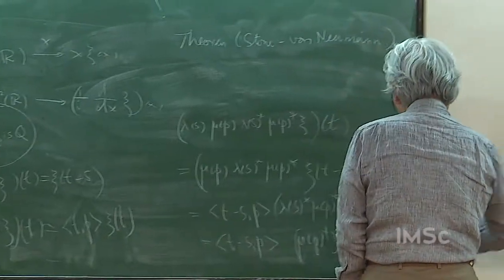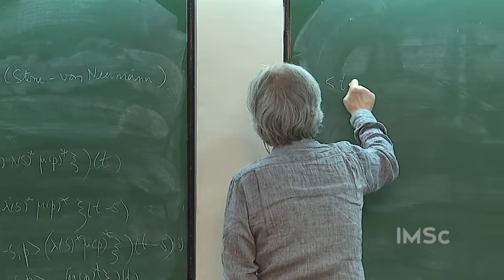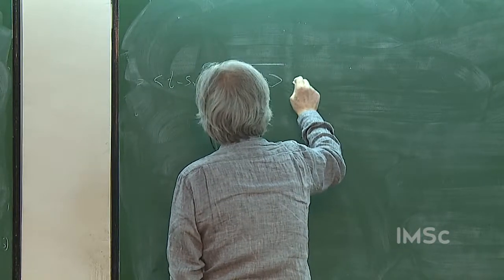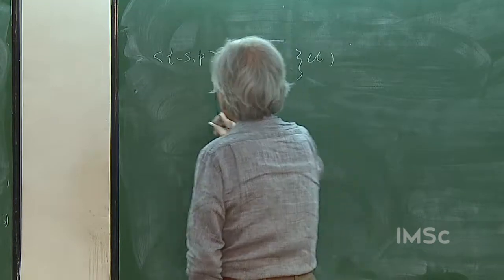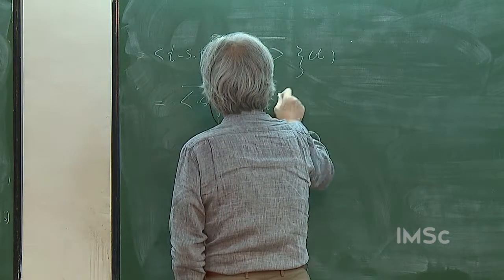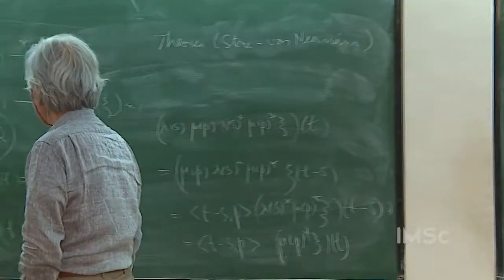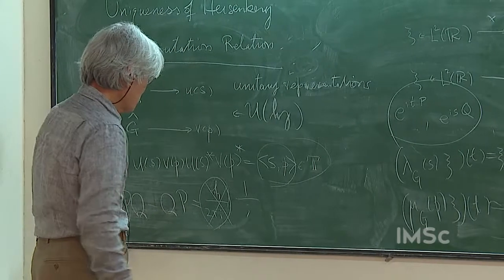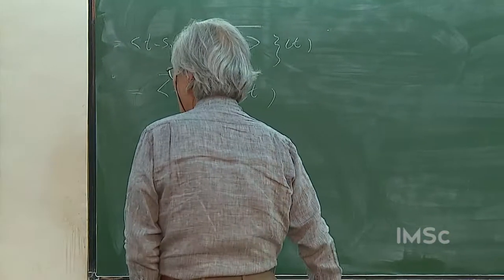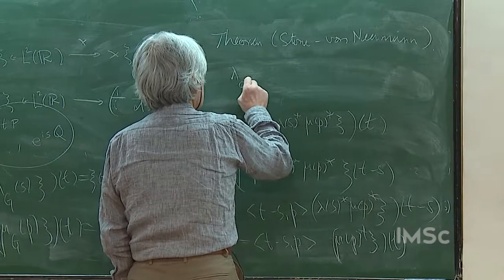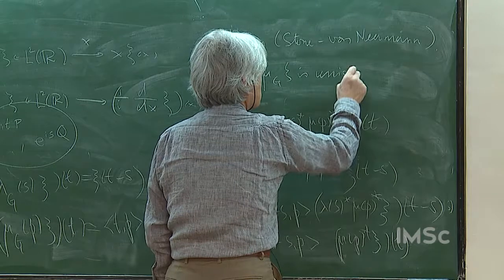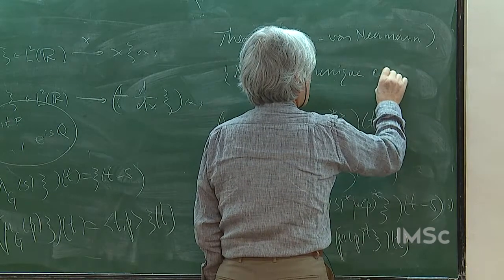So this equals t minus s p times t p conjugate psi of t. So this is s p conjugate psi of t. In this case, this comes to the conjugate. So lambda g, mu g is a unique covariant representation.